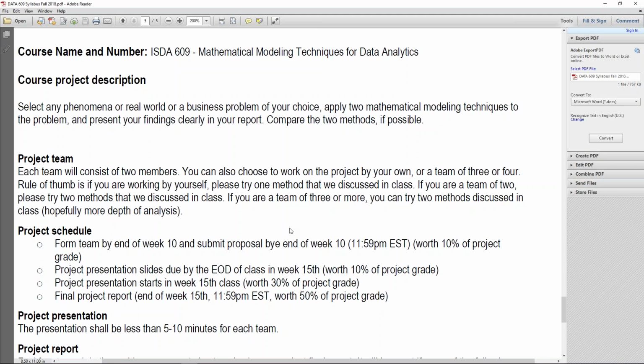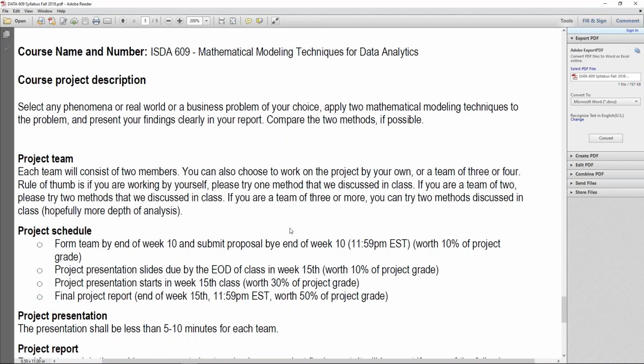It can be as simple as a linear regression. Linear regression is simple, but it can be very involved as well. And then it can be a simulation method. It can be an optimization. It can be some sort of game theory, or some decision theory related methodology. So you can apply 2 mathematical techniques to the problem, and I encourage you to work on the project with 2 people. So essentially, a team will consist of 2 members.